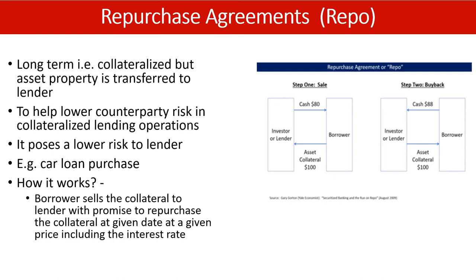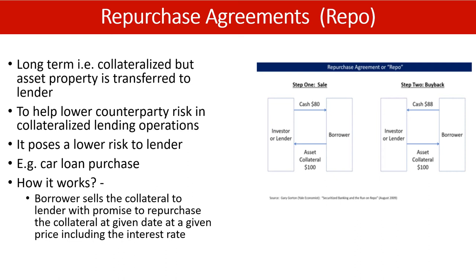So if you think from the lender's perspective, it implies lower risk. You already have the collateral with you. In case the one who borrowed from you defaults, you can claim their asset, right? So how does this play out in practice? If you observe this figure, the borrower sells the collateral to the lender with a promise to repurchase the collateral at a given date at a given price.